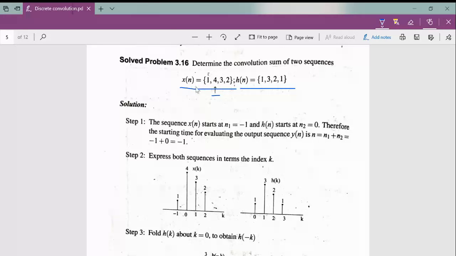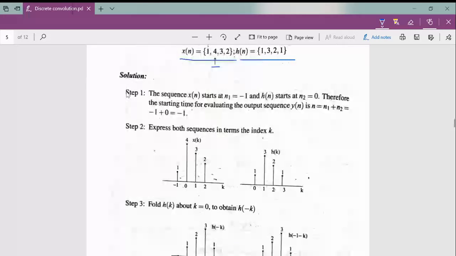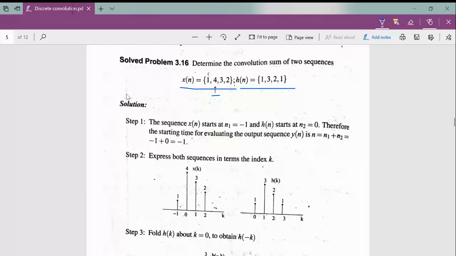So from this we can say that x of n starts from minus 1. In case of h of n, they have not specified the start value for 0, so we are assuming 1 is the value corresponding to n equal to 0. Now the first step is to find where the convolved sequence should start.